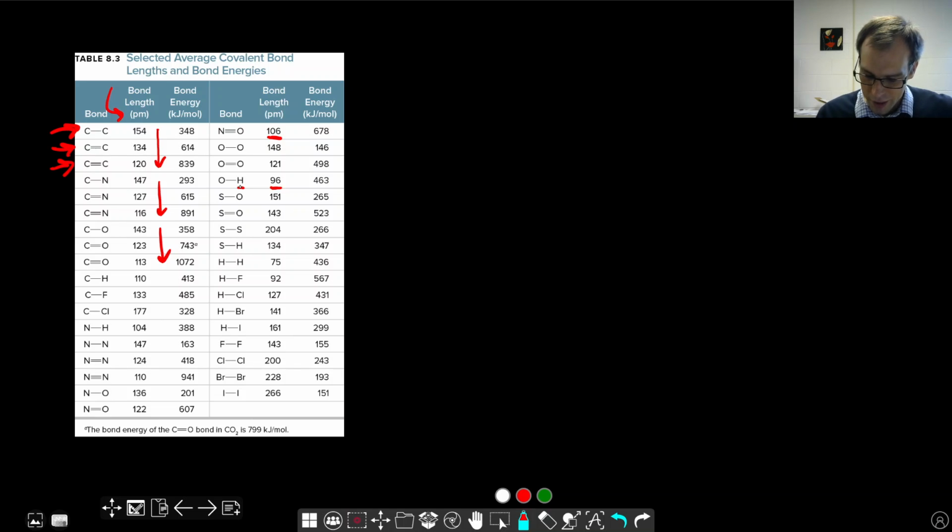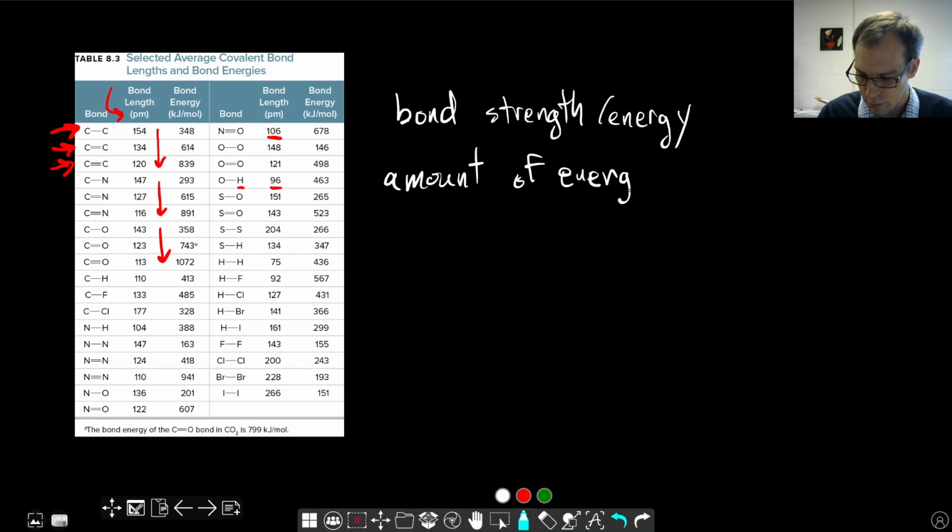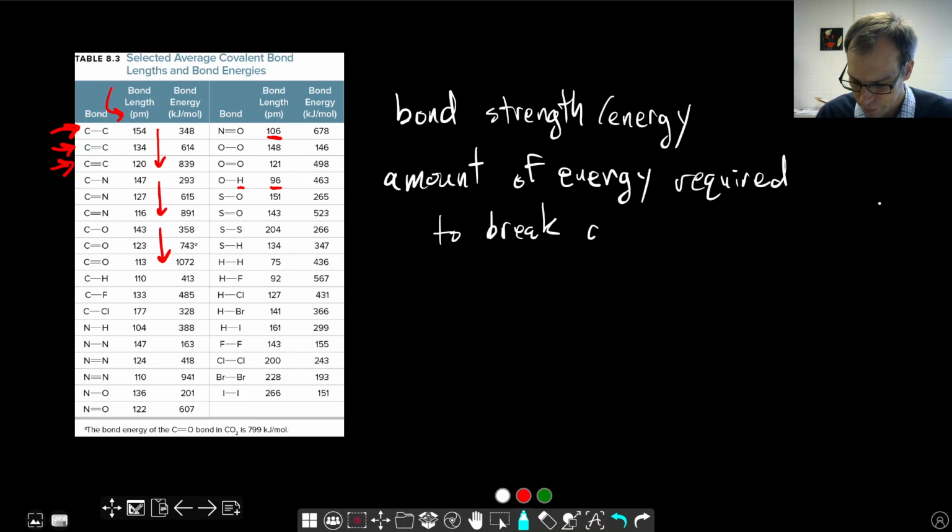Now, the other thing we can look at is the bond strength, or the bond energy. And this is how much energy it takes to break the bond. So this is the amount of energy required to break the bond. And we measure this in kilojoules per mole. And so what we're thinking about is if we had a mole of these bonds, or a mole of molecules that had these bonds in them, how much energy, how many kilojoules, would we need to put in to break a mole of these atoms apart?